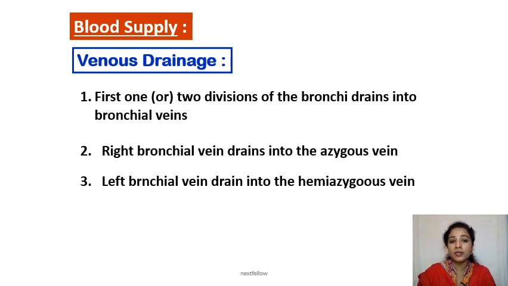Venous drainage: the first two divisions of the bronchi drain into bronchial veins. The right bronchial vein drains into the azygos because the azygos is on the right side. We already saw its relation with the root of the lung. And the left bronchial vein drains into the hemiazygos, which is the opposite partner of the azygos.